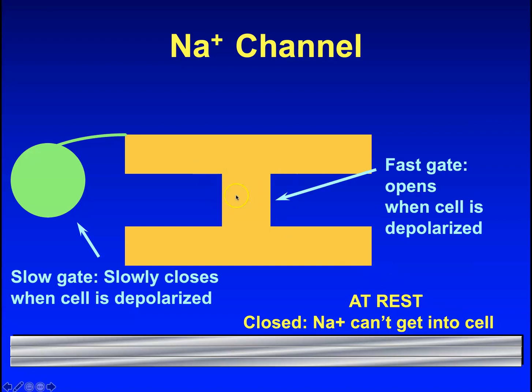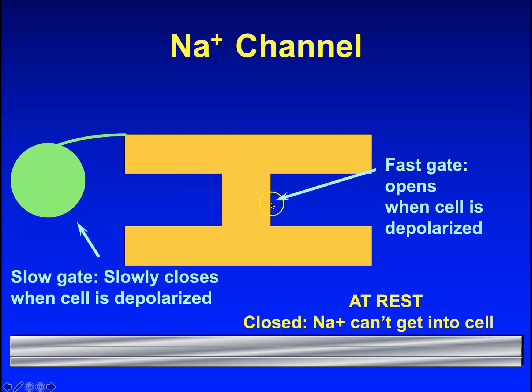So there's two gates, a fast gate and a slow gate. At rest, the fast gate is closed and the slow gate is open. But there's two locks on this door. Both have to be open in order for sodium to cross the door, to get into the cell. So what is going to open up the fast gate? It's voltage gated, meaning it has to hit a certain voltage, and that's minus 55 millivolts, to open up this fast gate. Hitting minus 55 also is going to start this guy's closing.